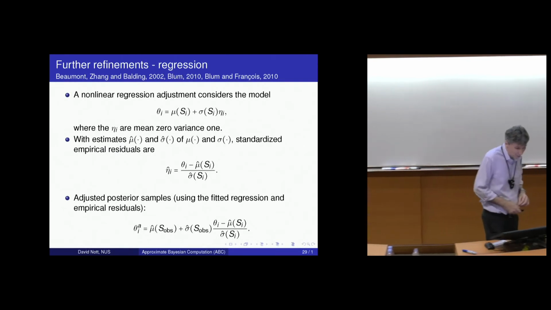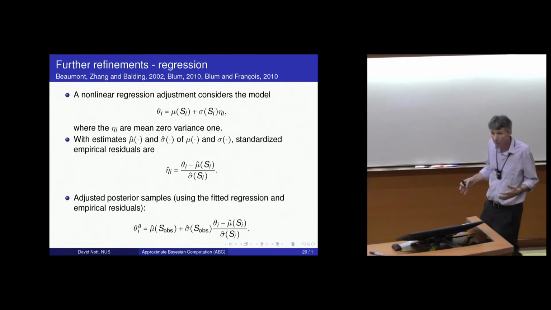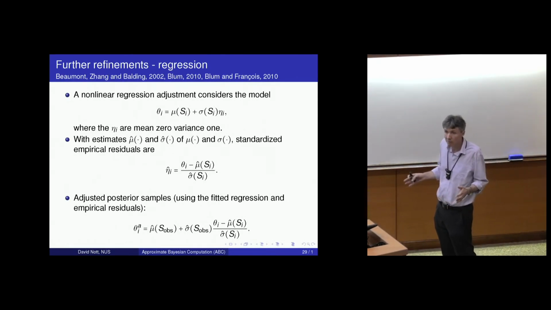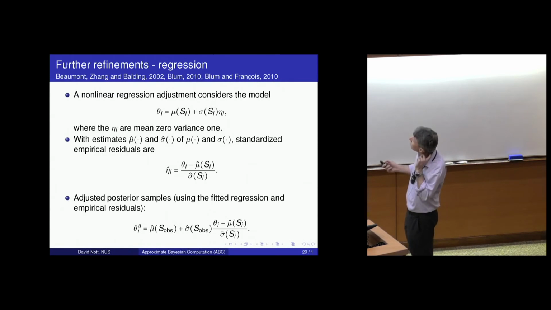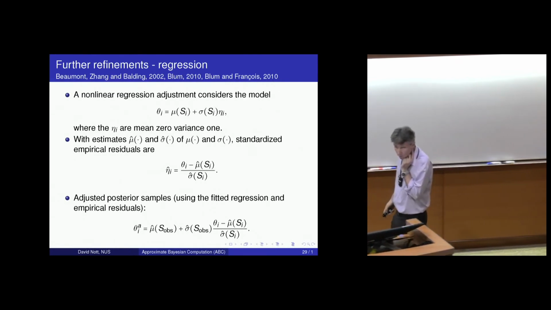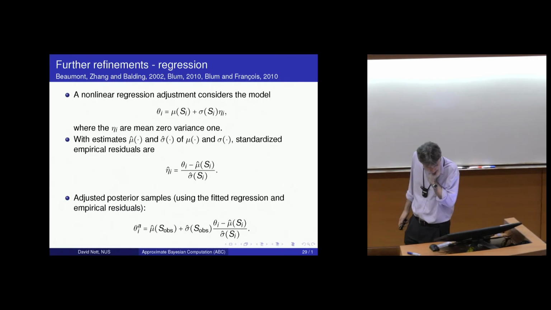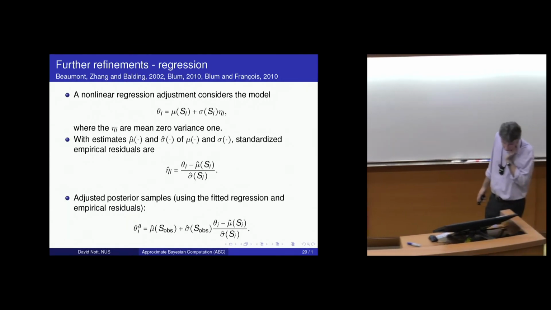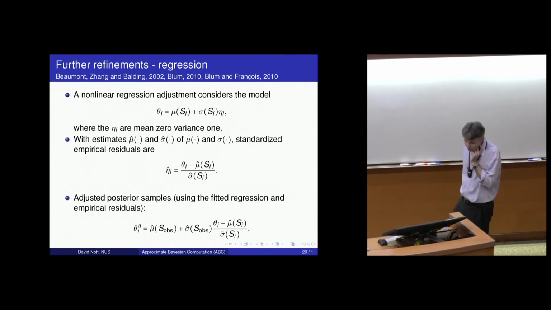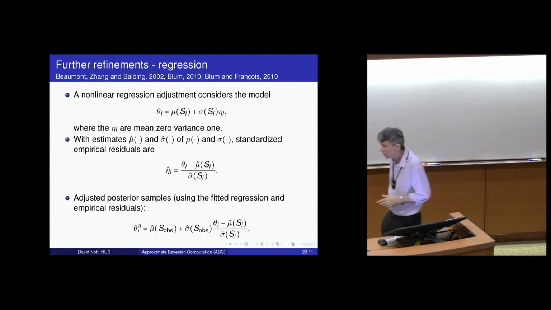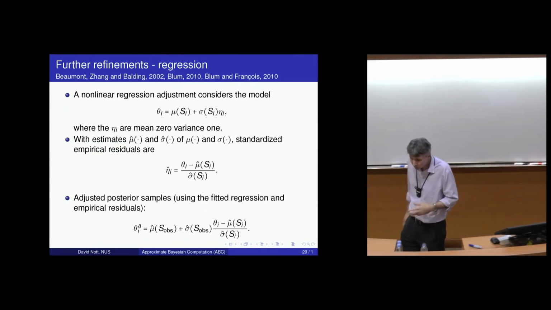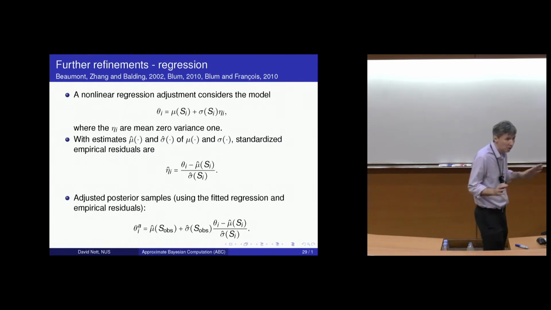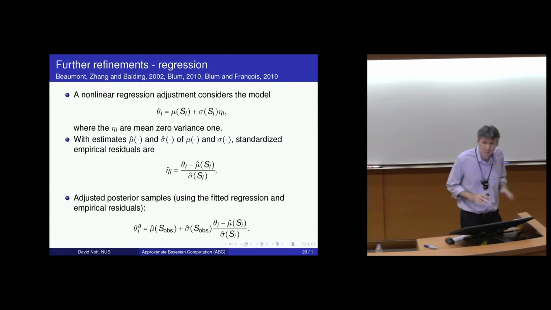And in general, the more complex you make the regression adjustment, the less localization you have to do in ABC. So you can get away with a much bigger epsilon if you use a really fancy regression model like this neural network adjustment model. Okay. And there are approaches, I'm not sure if you'd call them ABC approaches, but there are likelihood-free inference approaches that are based just on regression with no tolerance, no rejection, no importance sampling whatsoever. Okay.